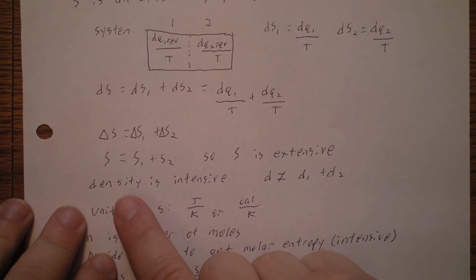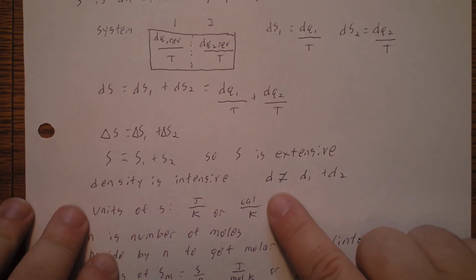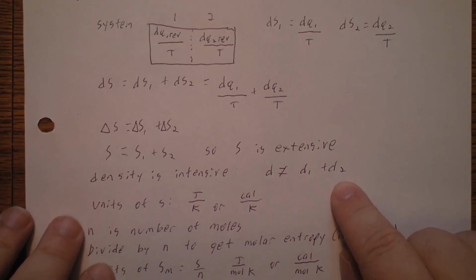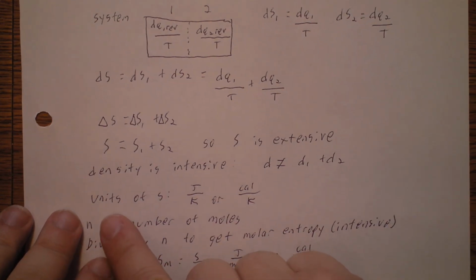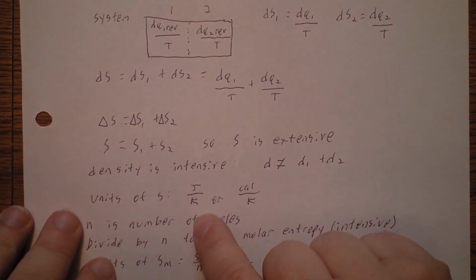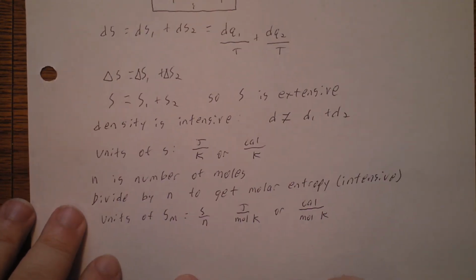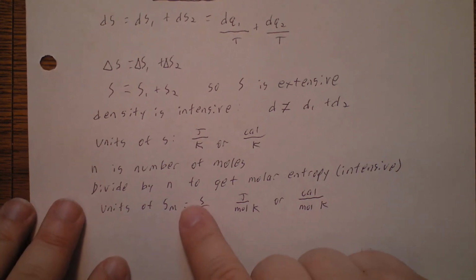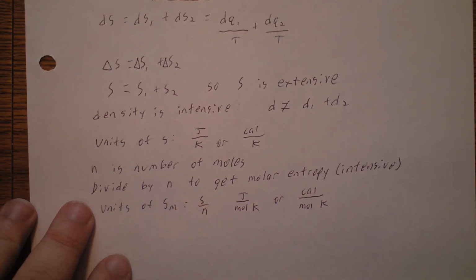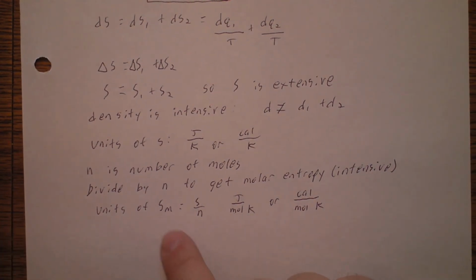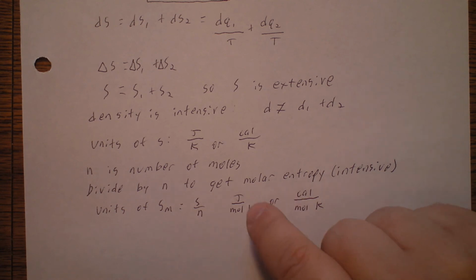Now for comparison, density is intensive. The density of the system is not equal to the density of part 1 plus the density of part 2. That doesn't make any sense. Now the units of entropy, that's joules per Kelvin or calories per Kelvin. Now N is the number of moles. If you divide by N, you'll get the molar entropy. Then it's intensive. So the units of molar entropy is equal to entropy divided by N, so we get joules per mole per Kelvin, or calories per mole per Kelvin. And that's all for section 3.